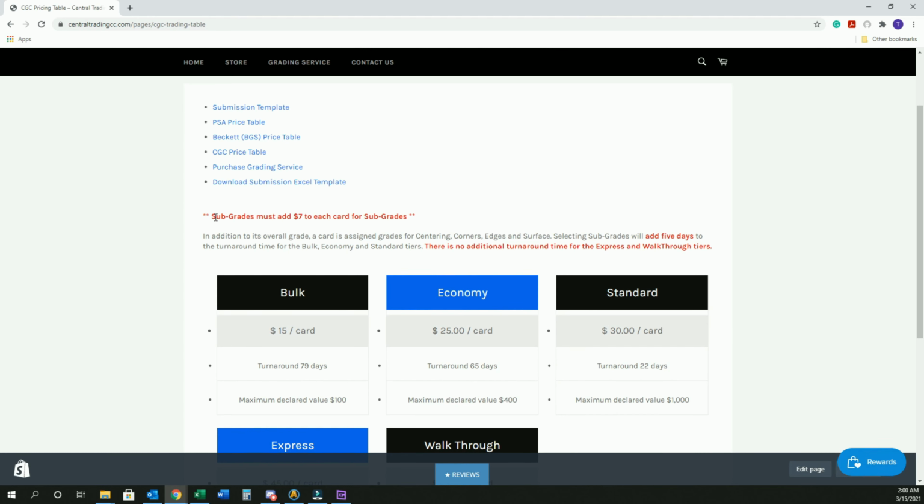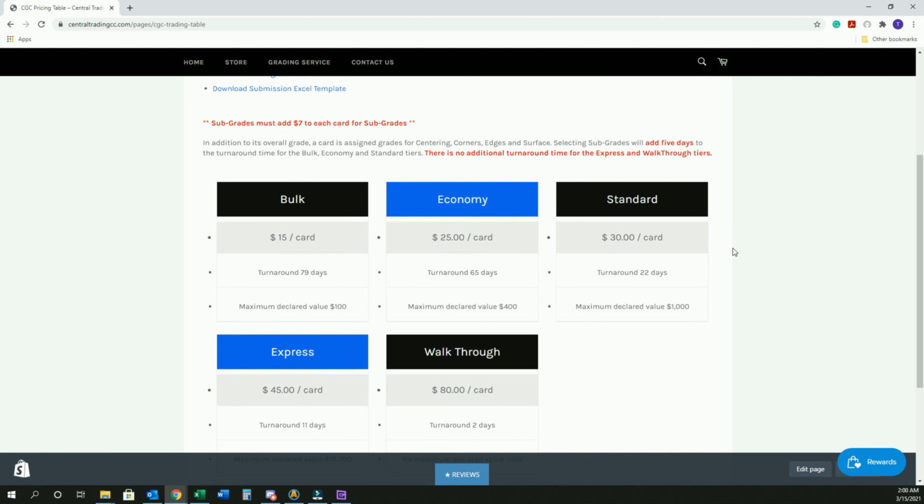But subgrades are going to add $7 to that, and I'll show you guys that ordering process on our website here in a second. But just keep in mind that if you guys want subgrades, it is going to be an additional $7. That's what they charge, and on top of that, when you add subgrades, it's going to add 5 days to the turnaround time as well. So just keep that in mind. But it will not add any additional turnaround time if you order the express or the walkthrough tiers.